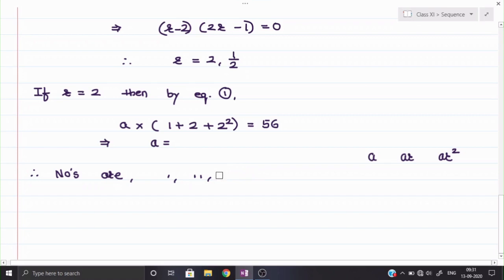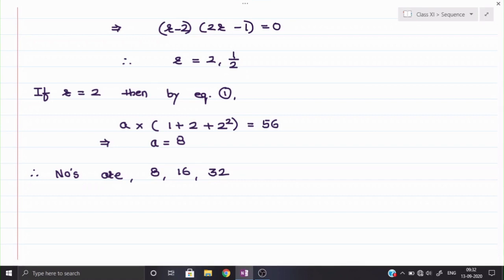Somewhere we were making the mistake over there. So here we can say that the value of a will be 8. Okay, so if a is 8, then a will be 8 here. Then ar means 8 2s are 16 and 8 4s are 32. Okay, so now you can add it. You can check whether it is coming or not. 16 plus 8 is 24, so ar square. If we add 24 and 32, yes, it is coming 56. Correct. So this is the first answer.